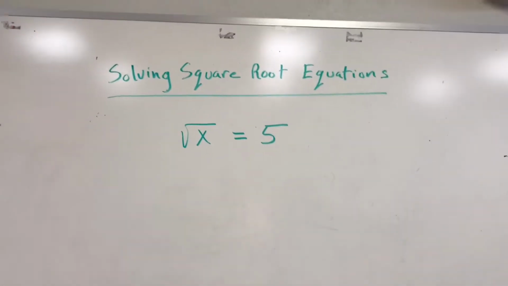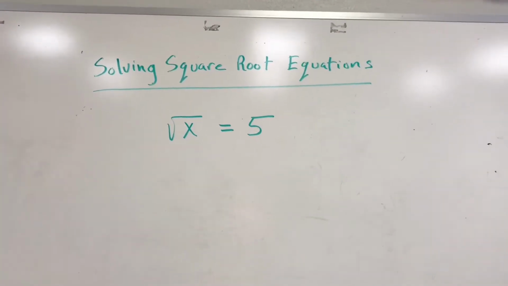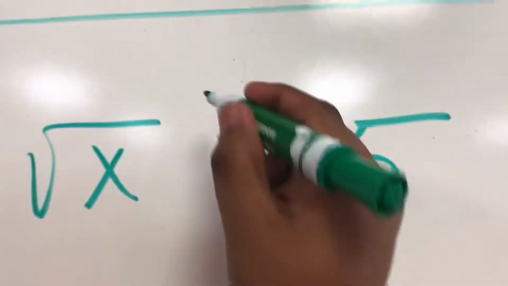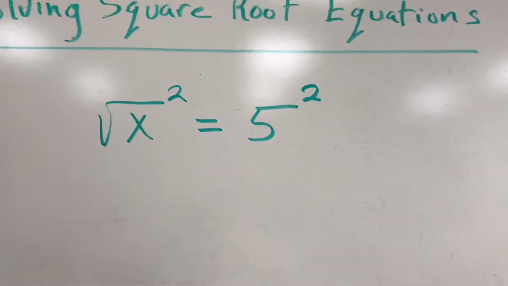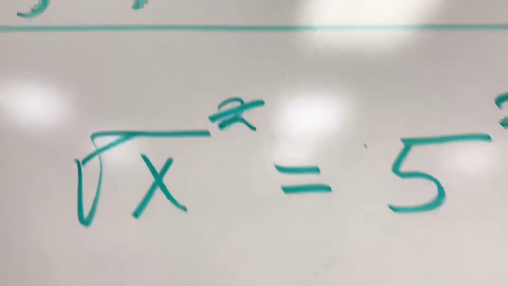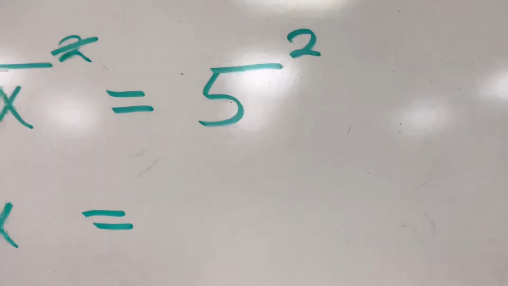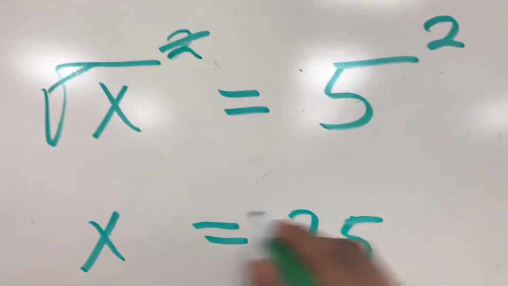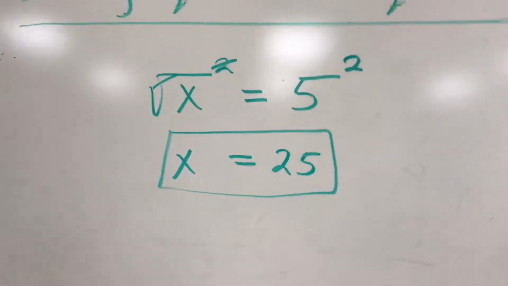Now the way to get rid of a square root is you are going to have to square both sides. That means raising each to the power of 2. When you square the square root radical, the radical is going to cancel out, leaving x all by itself. That is going to be equal to 5 to the second power, which is 25. So therefore, you have your solution of x equals 25.